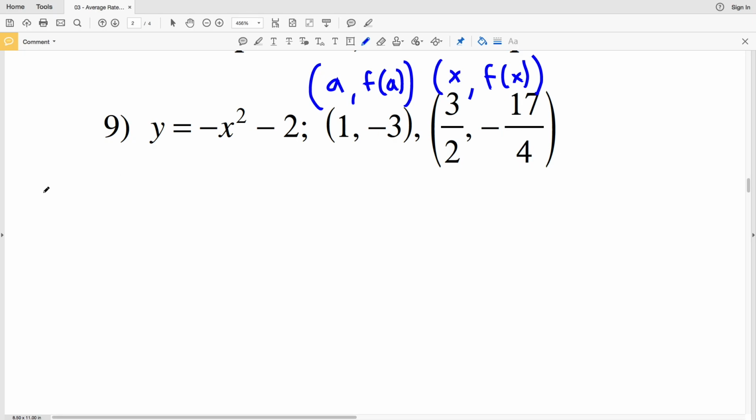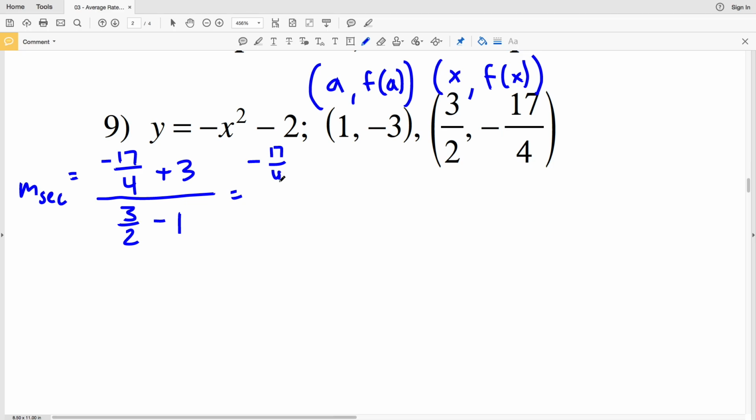So f of x minus f of a is going to be negative 17/4 minus a negative 3, but subtracting a negative 3 is the same as adding a positive 3, and that's all over x minus a, 3/2 minus 1. So negative 17/4 plus 3, I'm going to write as negative 17/4 plus 12/4, because 12/4 is equivalent to 3. And that's all over 3/2 minus 1, which is a positive 1/2. Negative 17 plus 12 is going to leave us with a negative 5. So I'll have negative 5/4 all over 1/2.